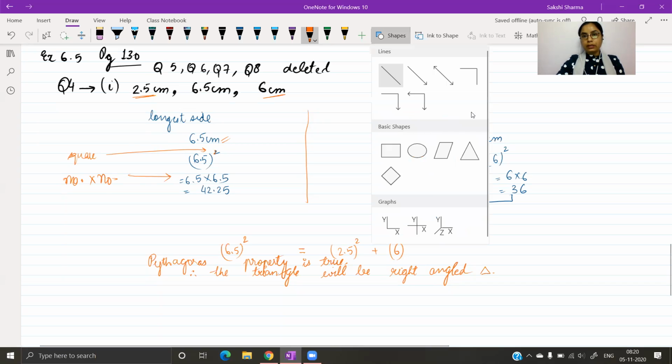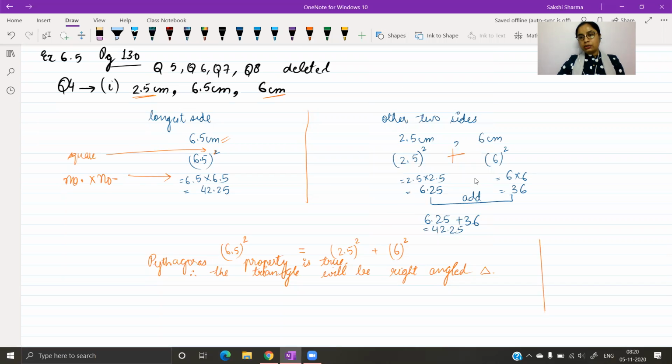And if you have to roughly draw a right triangle, it would look like this. Excuse me, ma'am. Yes, Achyut. Ma'am, if the answers won't match? If your answers don't match, then the triangle is not a right triangle.